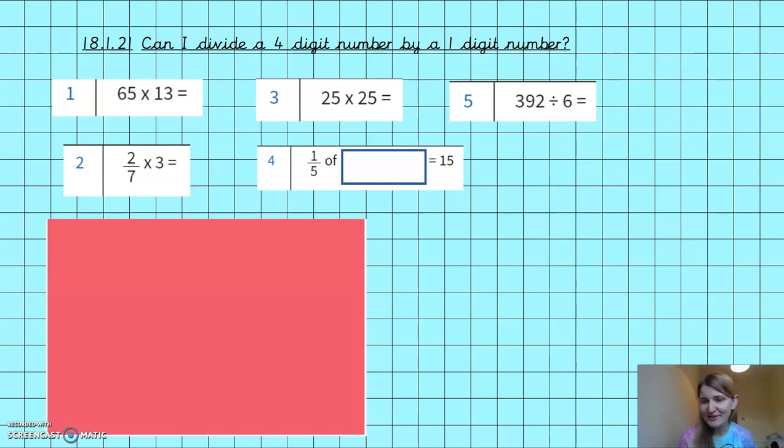Hi everybody, welcome to today's maths lesson where we're going to be dividing a 4-digit number by a 1-digit number. Shouldn't be anything too new today, it's just going to be building on what we did with our division last week.